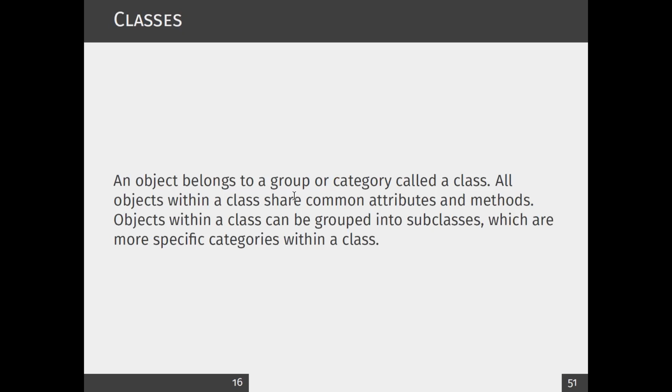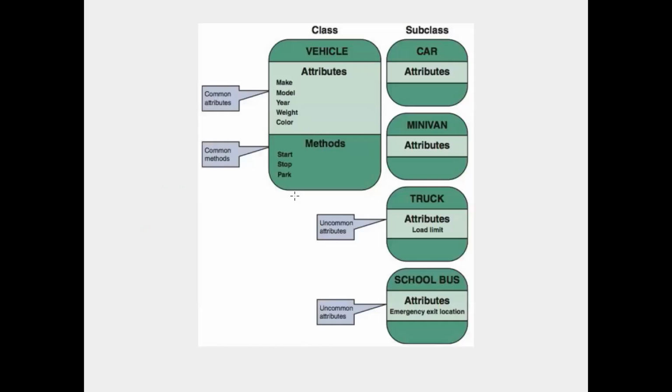Next, the classes. When you have a set of objects and put them into a group, usually we call it a class. When objects belong to the same class, remember that they have common attributes and methods. And within the object group, you can also create subgroups or subclasses. Okay, so let's look at some examples.